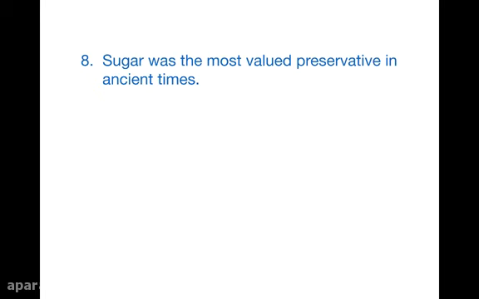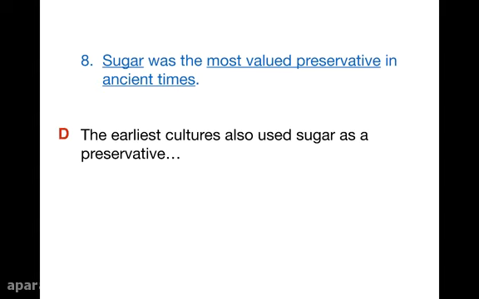Sugar was the most valued preservative in ancient times. I've underlined sugar, most valued preservative, ancient times. If we go to paragraph D, we see the earliest cultures also used sugar as a preservative. We have got some keywords there: earliest cultures is like ancient times, sugar, and preservative. But we don't have any information about sugar being the most valued preservative. There's no information about that, so we have to put the answer not given.